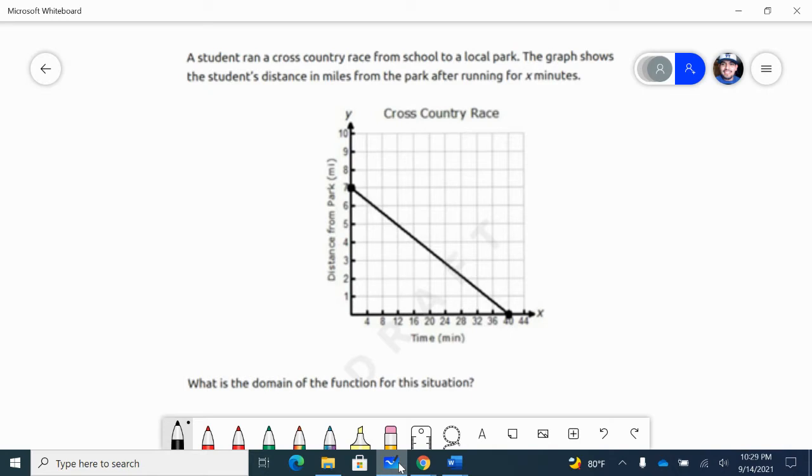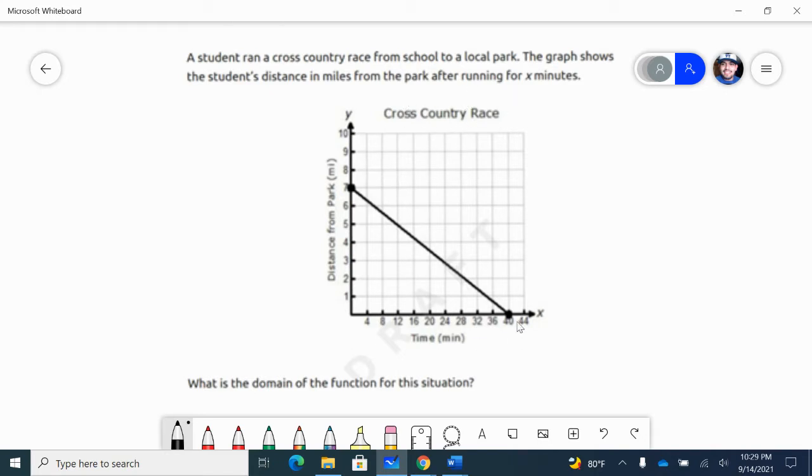So looking at the first problem, they are not in order. I just copied and pasted some of these problems over here. So problem number one says a student ran a cross country race from school to a local park. The graph shows the student's distance in miles from the park after running X minutes. Again, we have a nice little graph here, right? So again, the most important thing that we have to do is recognize what are we talking about. So here we have distance from the park and I have time in minutes, right? So looking at the graph here, we're going by fours. Over here, we're cutting by ones. And then that's the title, obviously, right?